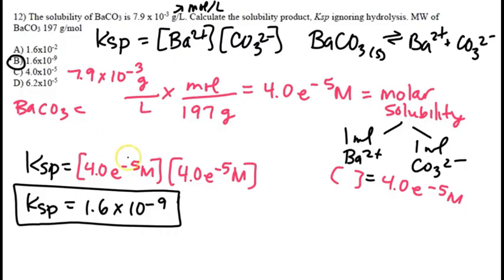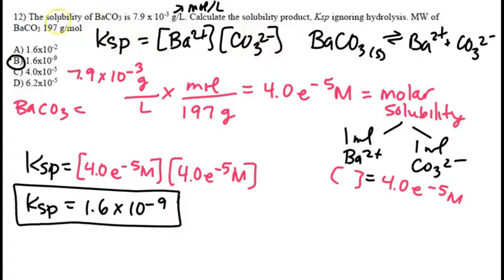All right, so I want to go ahead and get a KSP expression and a dissolution equation. Of course, I'm going to dissolve my solid BaCO3 into its ions, which is Ba2+ and CO3 2-. Of course, this is going to be in equilibrium. My KSP expression, therefore, is going to be the concentration of Ba2+ multiplied by the concentration of CO3 2-.